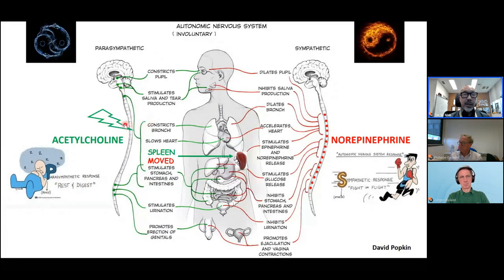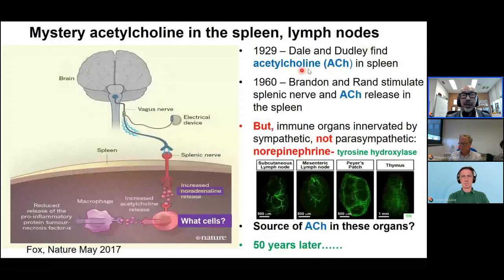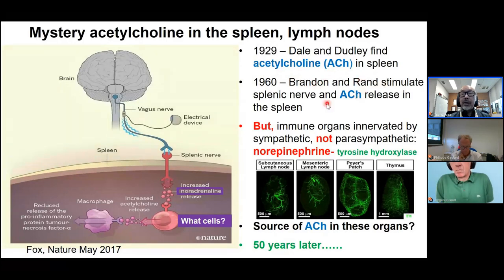So in other words, when Wagner and Handley, 170 years ago, stimulated the nerve of the spleen and saw the spleen move, since they are vagal nerves going into the spleen, they should see acetylcholine being made. And in fact, acetylcholine was found in the spleen back in 1929, when Dale and Dudley found acetylcholine. Moreover, in 1960, Brandon and Rand stimulated the nerve and found even more acetylcholine. So this created a very exciting situation.